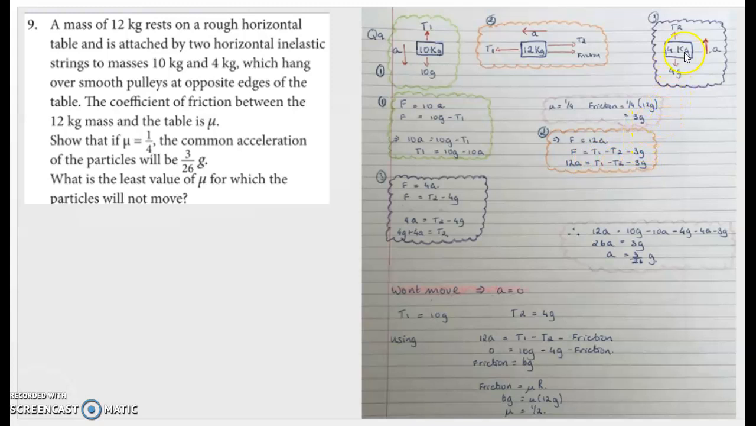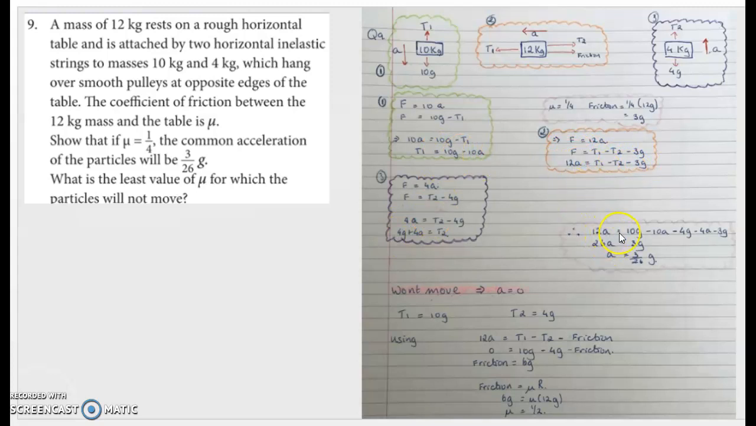On my 4 kilogram mass, moving upwards this time, we have force is equal to 4a. Then we also have that the force is going to be T2 minus 4g here. So I can say that 4a is equal to T2 minus 4g. And it works out that T2 is equal to 4g plus 4a. So I'm going to substitute this, and I'm going to substitute this into this equation here.